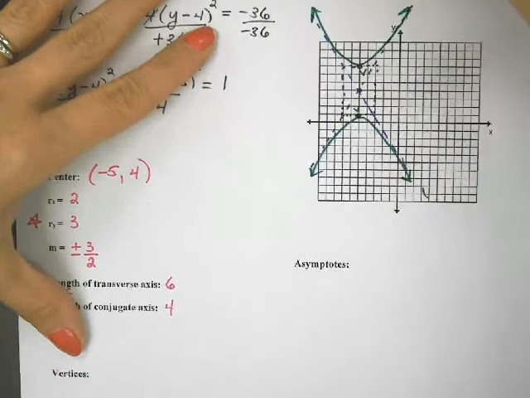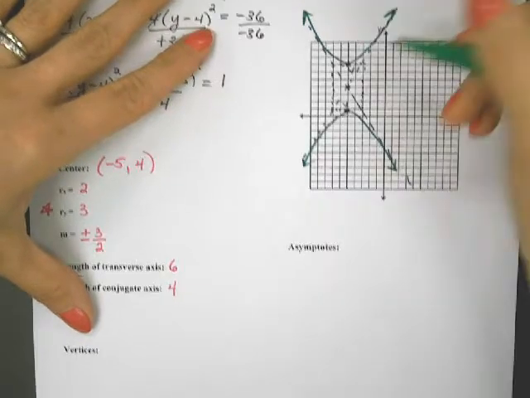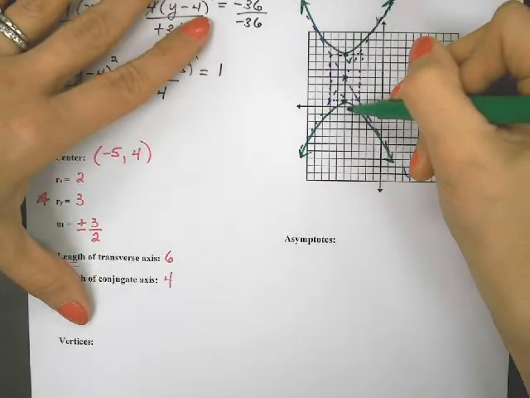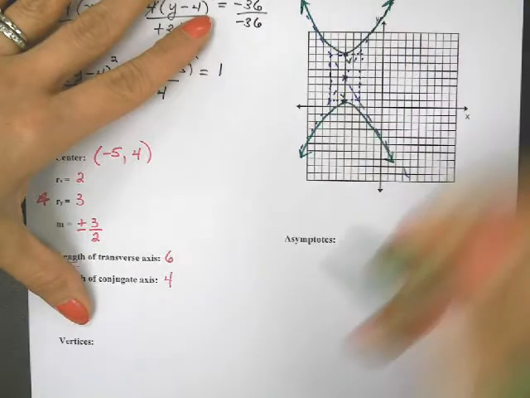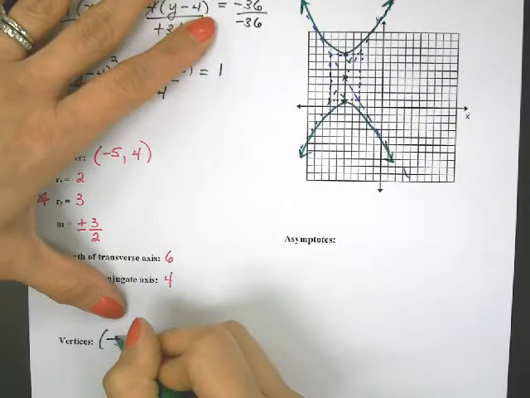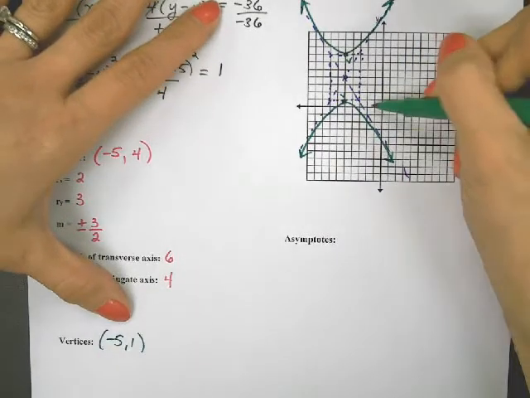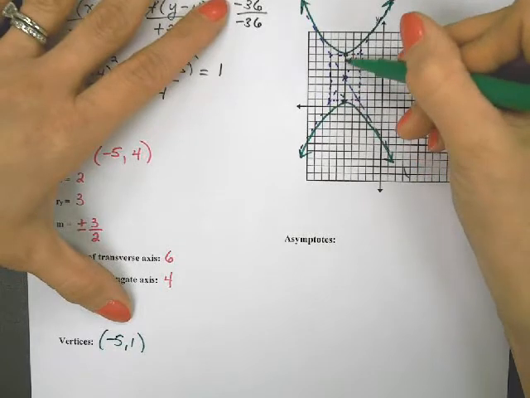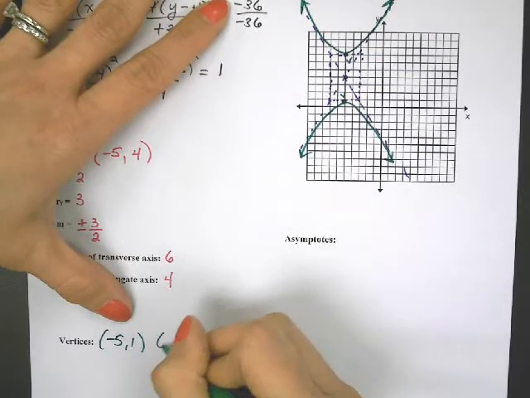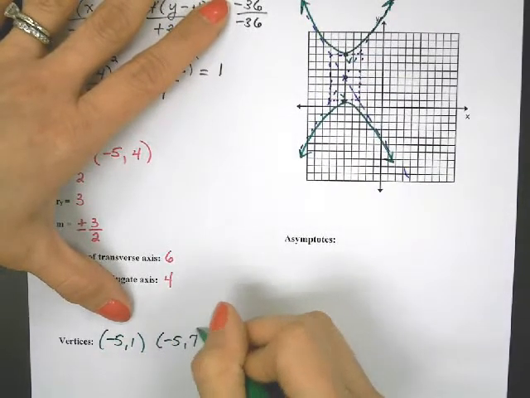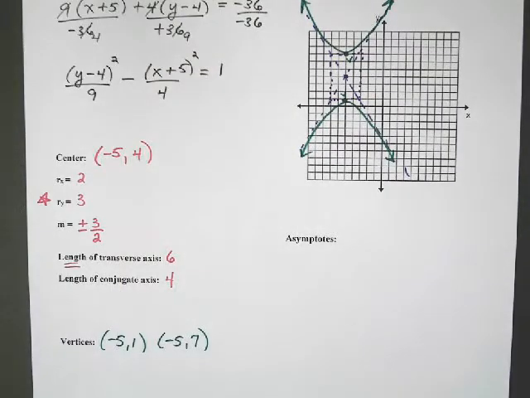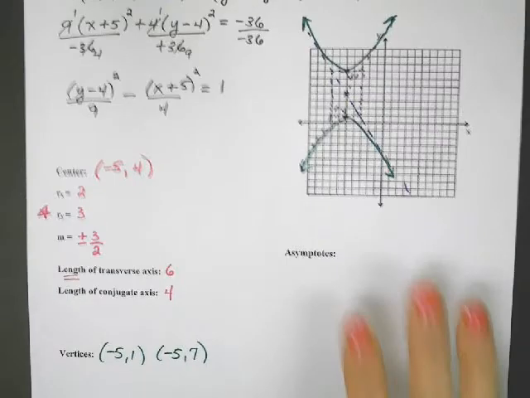So let's see. Looking at the picture, I've got -5, 1. And the other vertex is at -5, 7. Okay, there's the two vertices.